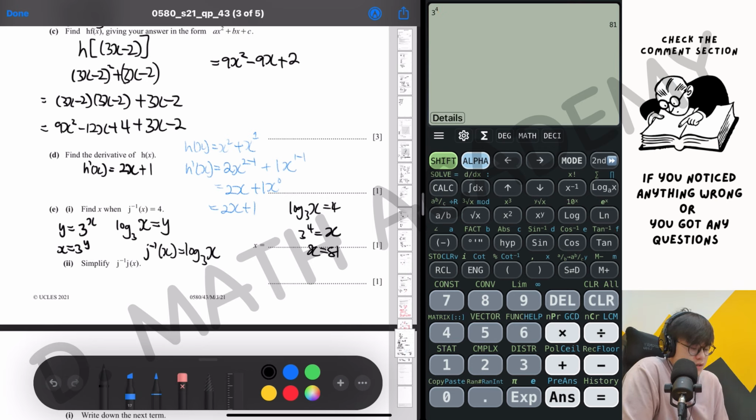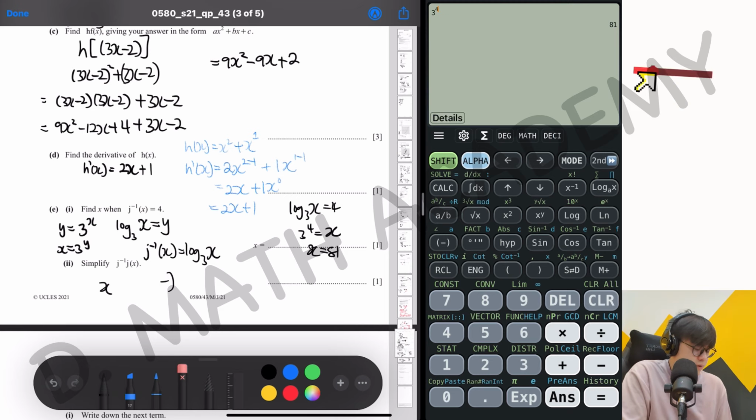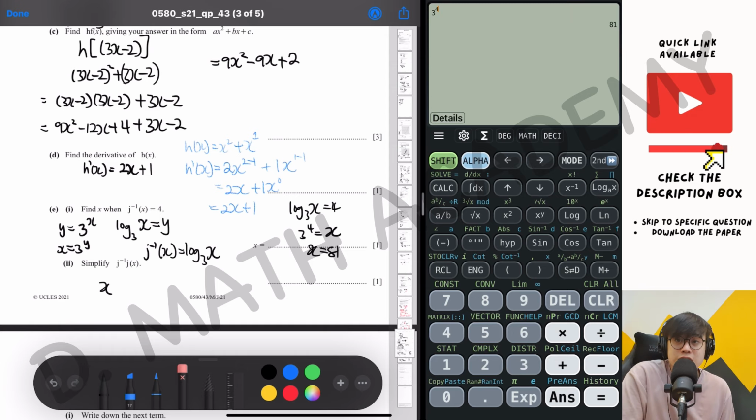So to find part number 2, to simplify this, there's actually nothing to do, because when your inverse and the function itself are multiplied together, you just get x, whatever was inside the bracket. If today they were giving you this, then the answer will turn out to be 7. So it will change according to what they set inside the brackets there. So erase this to avoid any confusion. The answer will just be x itself.